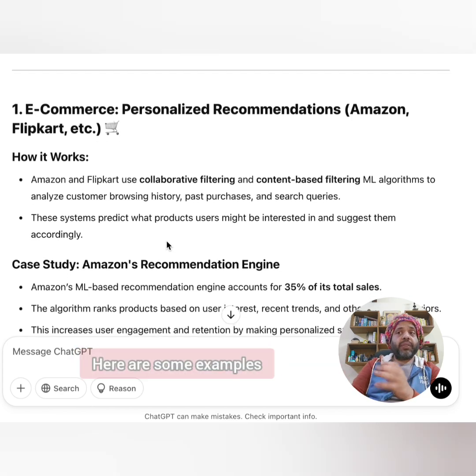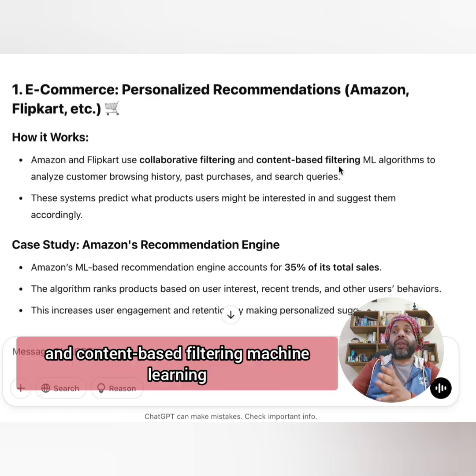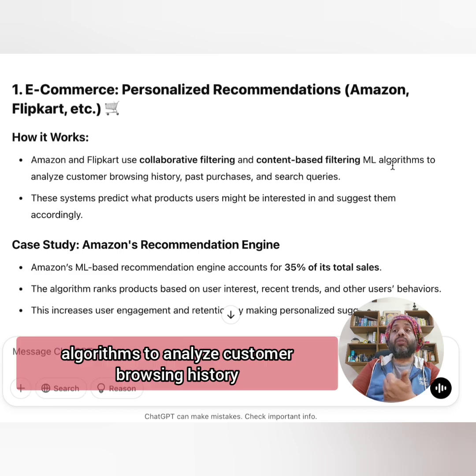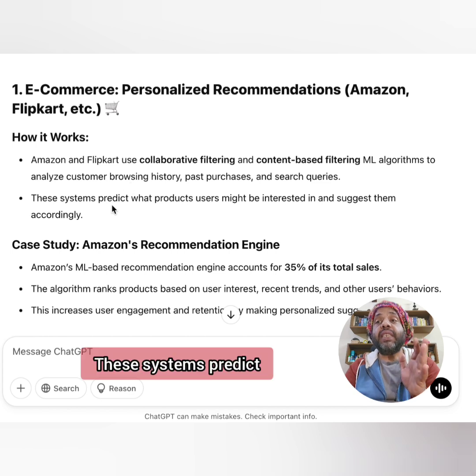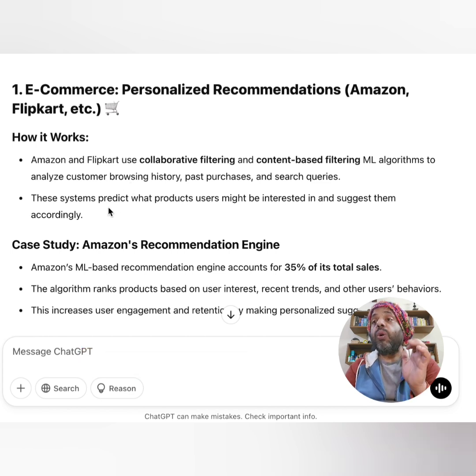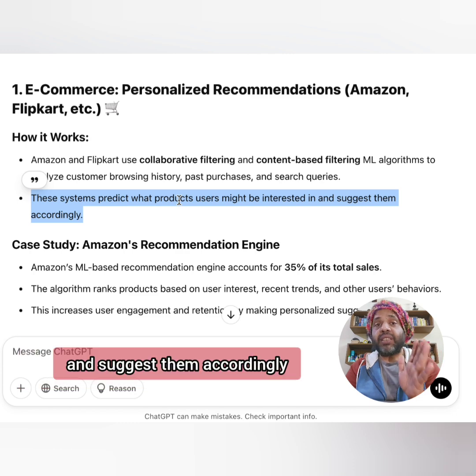Here are some examples. Amazon and Flipkart use collaborative filtering and content-based filtering machine learning algorithms to analyze customer browsing history, past purchases, and search queries. These systems predict what products users might be interested in and suggest them accordingly.